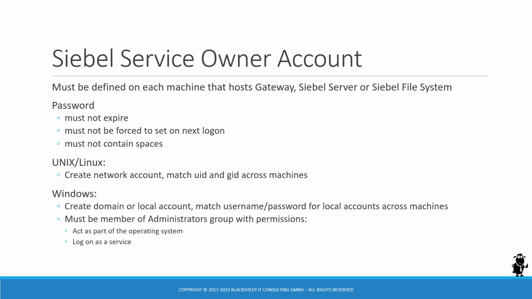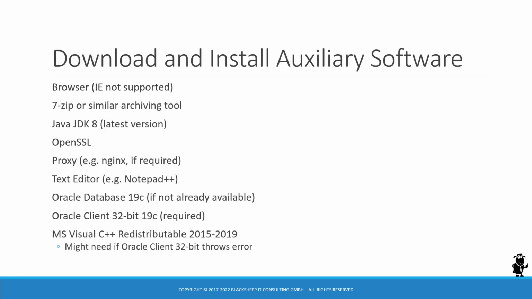On Unix or Linux, you would create a network account and make sure they match the UID and group ID. On Windows, you can create a domain or local account. Also make sure that you use the same username and password account across machines. On Windows, the user must be a member of the administrators group with at least the permissions to act as part of the operating system and log on as a service, set in the group or local security policy.